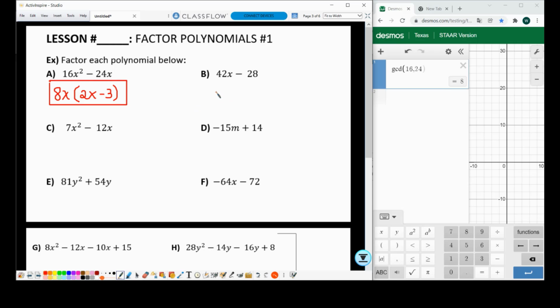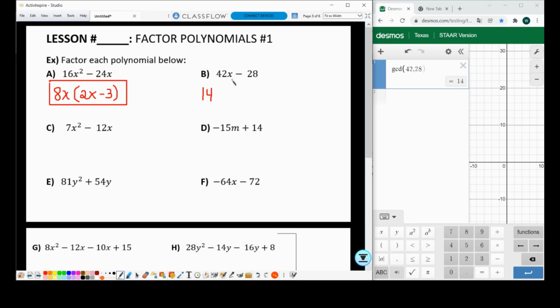Let's try letter B. Again, I'm looking for the biggest number that goes in 42 and 28. So I'm going to click right here. I'm going to change these numbers to 42, comma, 28. And the calculator gives me that the biggest number that divides 42 and 28 is 14.